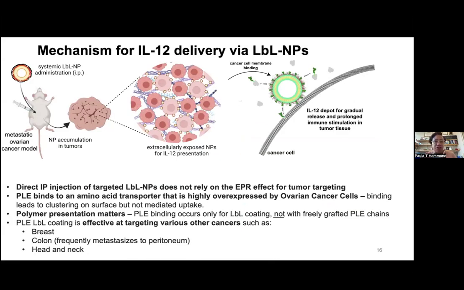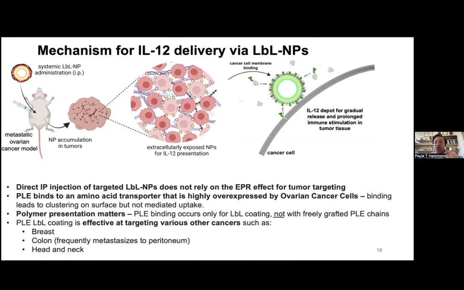We believe we understand how these nanoparticles work. They basically get embedded into the tumor. They stick there for a very long period of time, and they actually present IL-12 on the surfaces of these tumor cells, which then brings immune cells to the site. We're really excited about this.